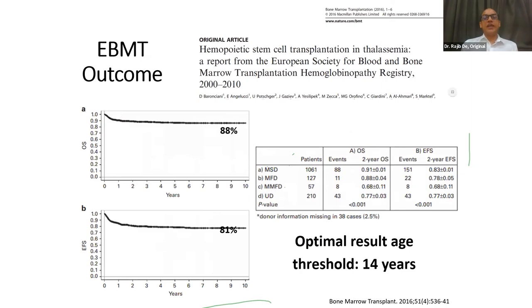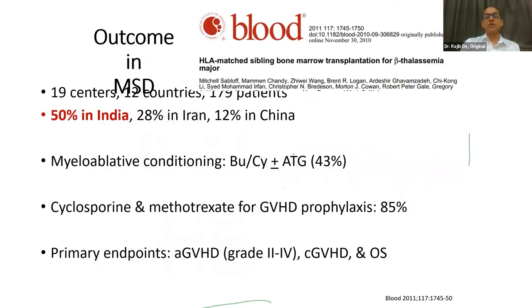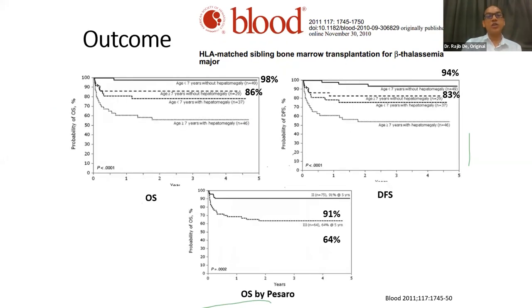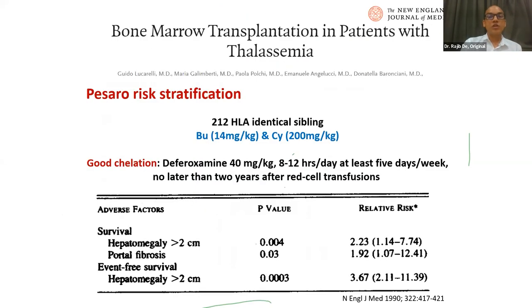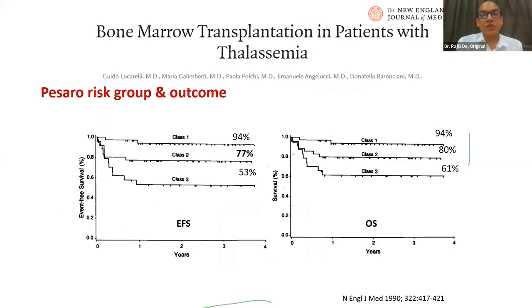And there is 80 to 88% overall survival following matched sibling donor transplant. In this study of HLA matched sibling bone marrow transplant for beta thalassemia, there were 19 centers, and 50% were from India. Myeloablative conditioning was busulfan and ATG in most of the cases, and it showed a significantly improved outcome, mainly in class 1, where the outcome was very good. Class 1 usually has an overall survival of 94%, class 2 is 77%, but class 3 has an overall survival of 53%.